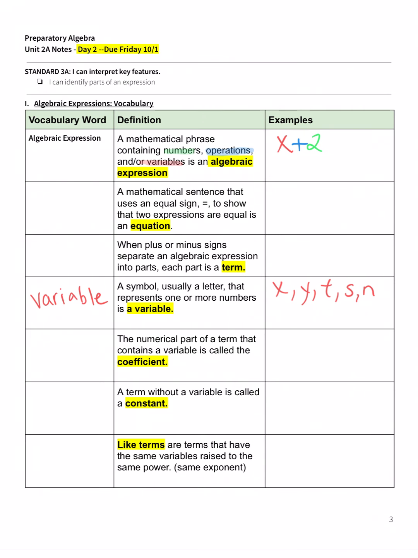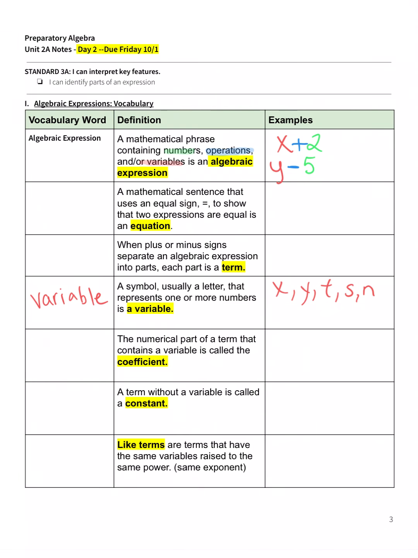So X plus 2 is an example of an algebraic expression because it contains a variable, an operation, and a number. Another example could be Y minus 5. Those are both algebraic expressions. They contain operations, variables, and numbers. That's the three things you gotta have.